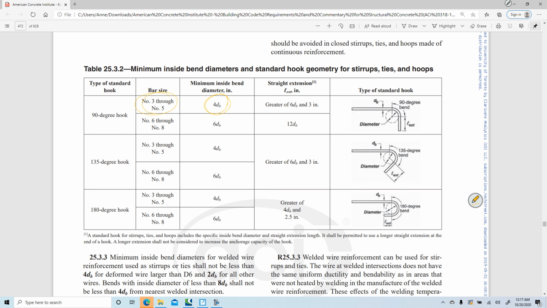So the diameter is 4 db or ds, because the bar in this case is your stirrup. And I just need the radius, not the diameter, so it's 2 instead of 4. Right?